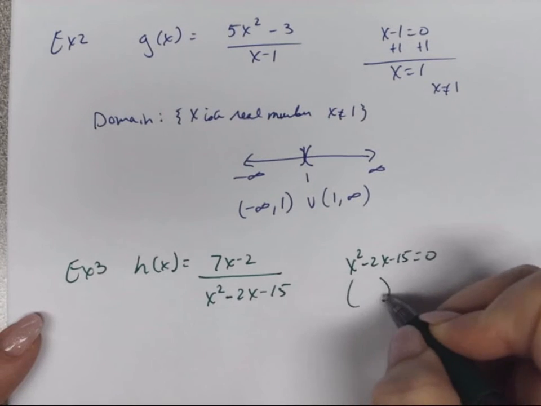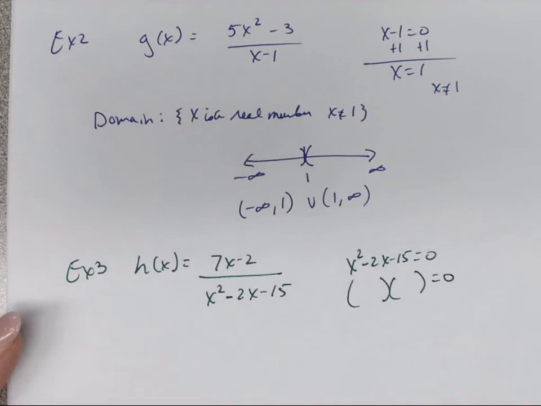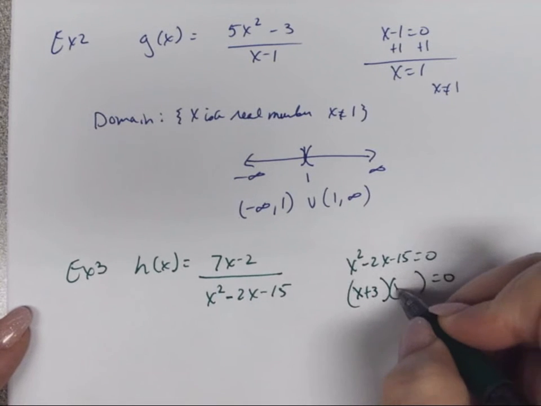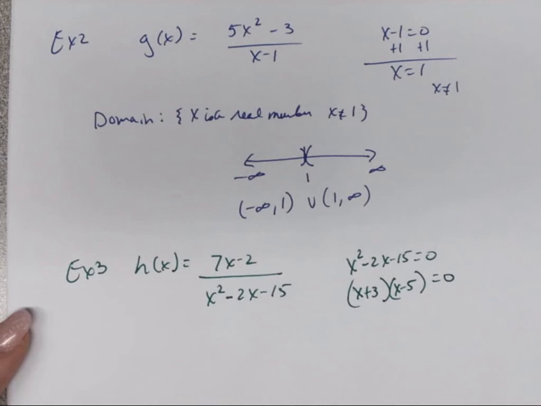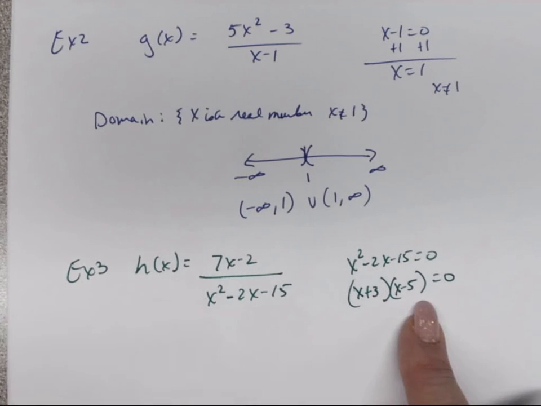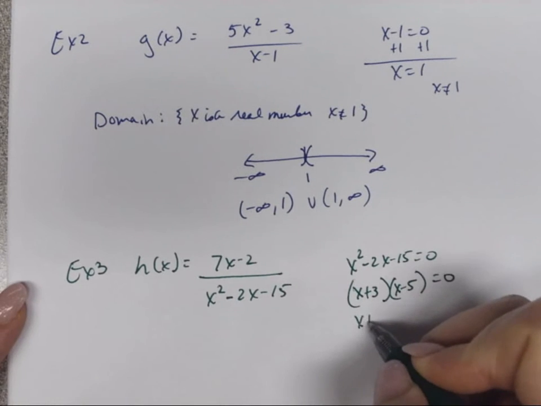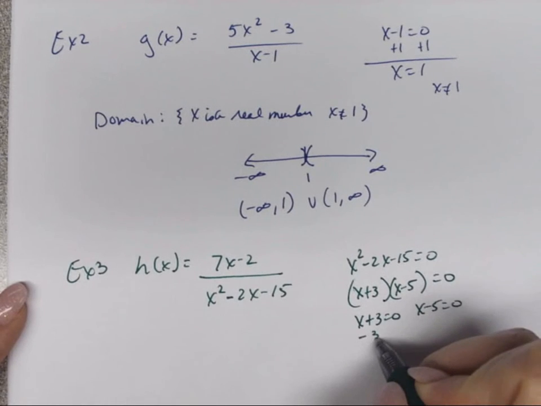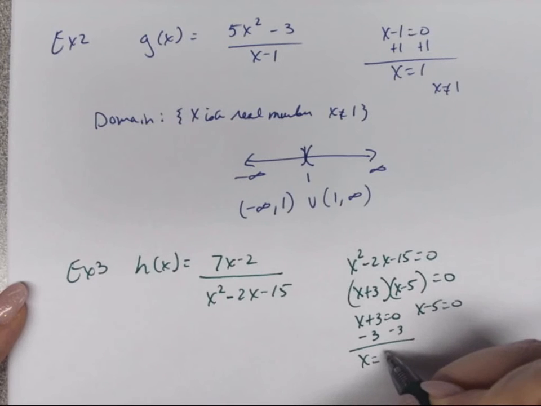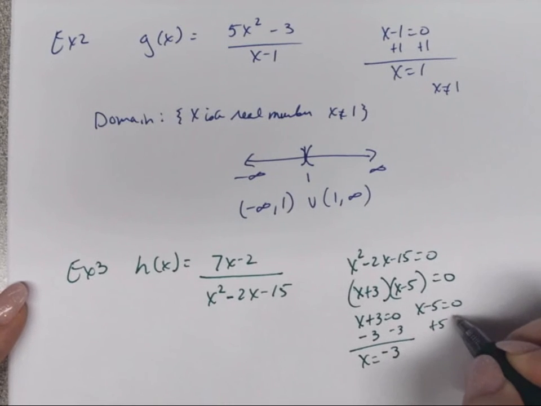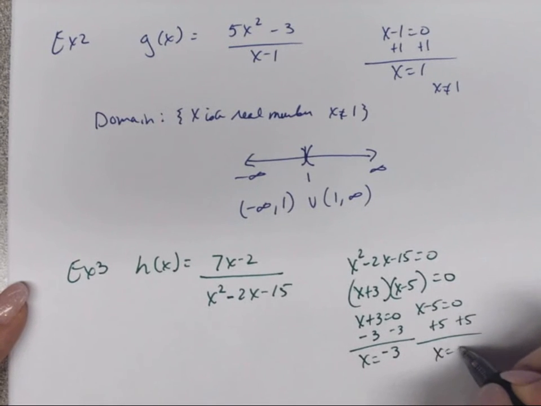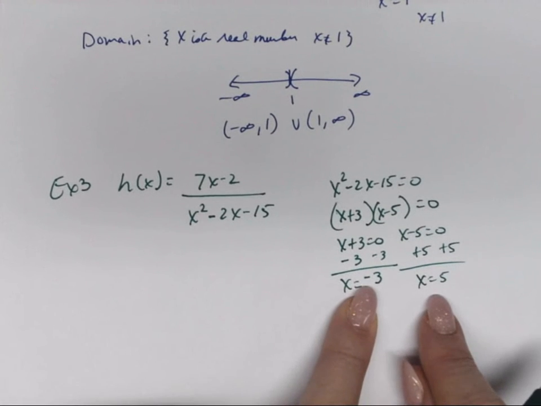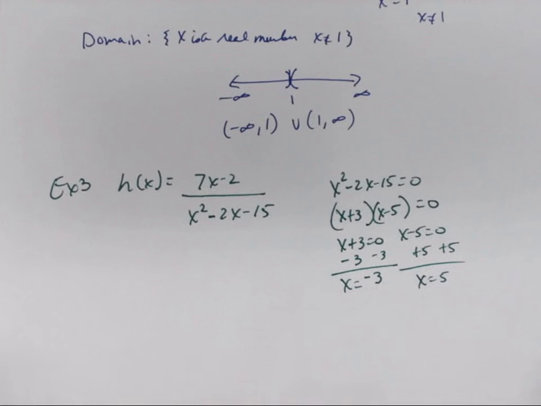I'm just going to factor this. I'm not going to show all the steps of factoring because we've already covered that. But we have x plus 3 times x minus 5. So we'll have x plus 3 equal to 0 and x minus 5 equal to 0. Subtracting the 3 from both sides, we get x equals negative 3. Adding 5, we get x equals 5. So x cannot be equal to negative 3 and x cannot be equal to 5.